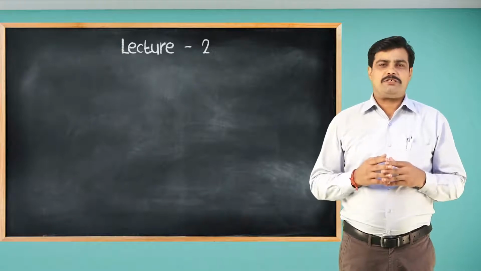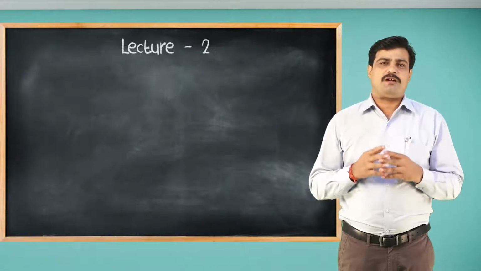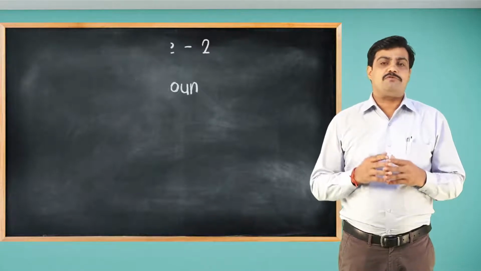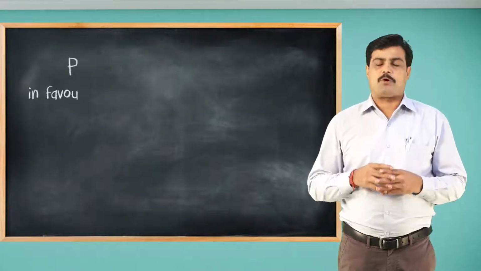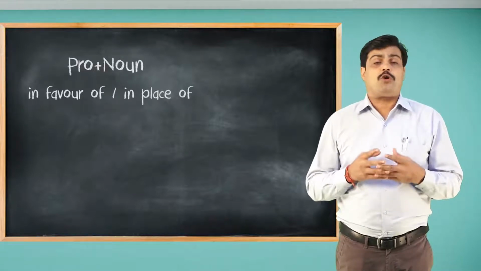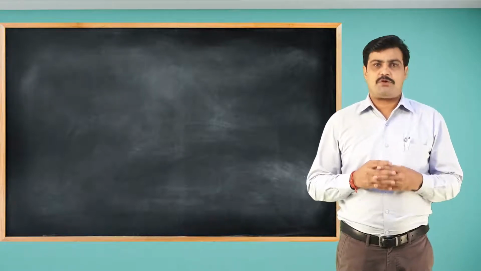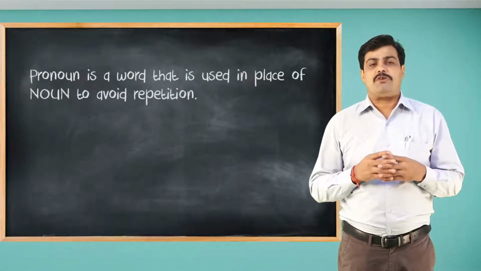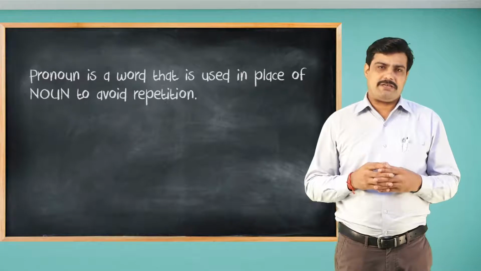In this lecture, we shall discuss another important part of speech, that is pronoun. Pronoun is made of two different roots, pro plus noun. Pro means in favor of or in place of. So, pronoun is a word that is used in place of a noun to avoid repetition.